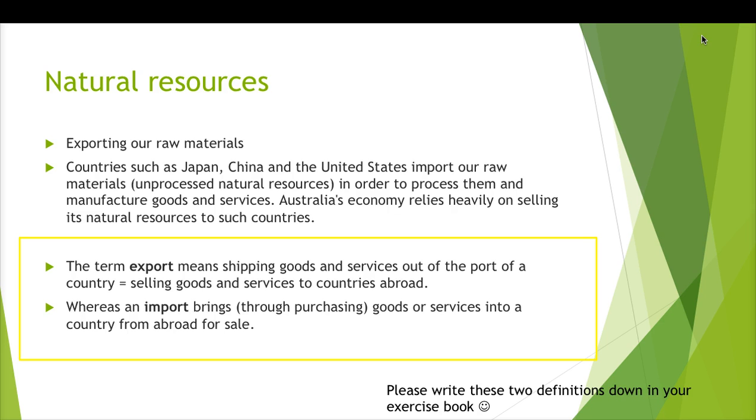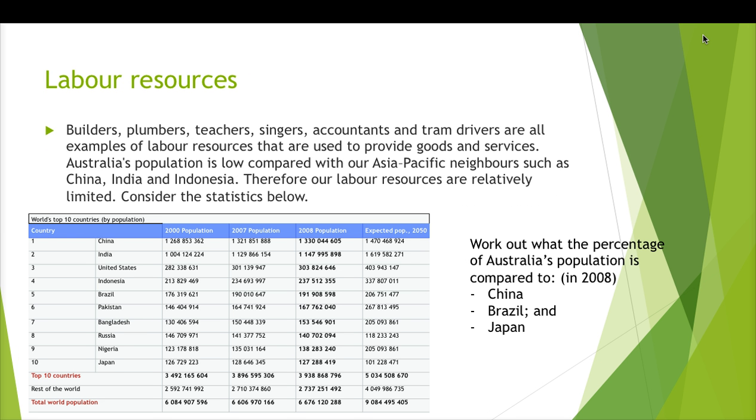And there's two definitions here I would like you to write down. Export and import. The term export means shipping goods and services out of the port of a country. So it's selling goods and services to countries abroad. Whereas imports brings in goods and services through purchasing from overseas, brings in goods and services into a country from abroad for sale here. So please pause this video and write down those two definitions.